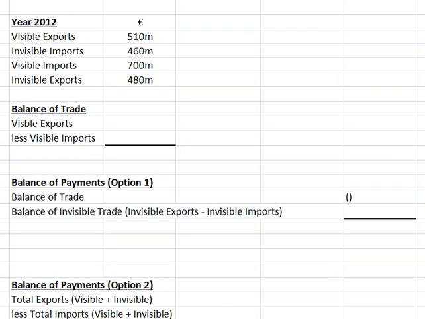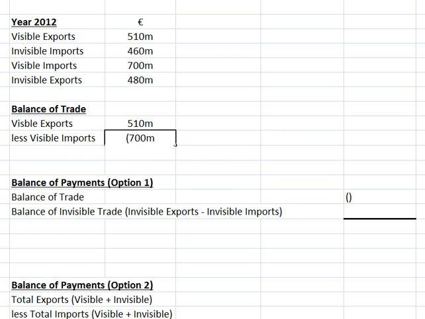So the balance of trade, T for trade, T for things we can touch, physical goods: visible exports, less visible imports. Now in an ideal scenario, your exports would be greater than your imports. You'd be selling more abroad than you're buying in from abroad. This, however, is not the case in the example given above. The visible exports are 510 million. The visible imports are 700 million.